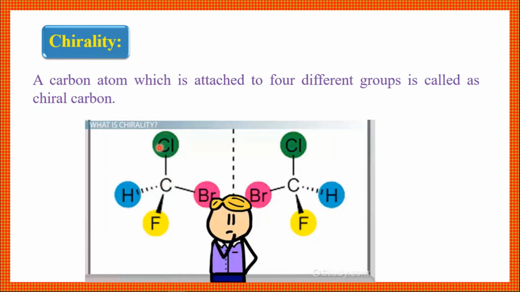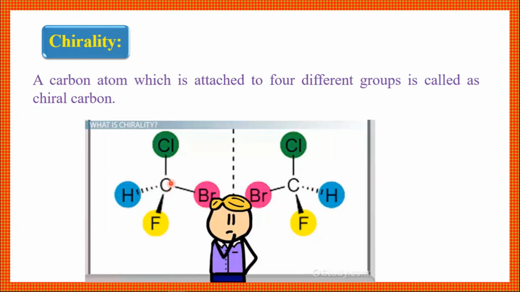So these are chlorine, bromine, fluorine, and hydrogen. These are all four different groups. So that's why this carbon is called a chiral carbon. So chiral carbon means what? The carbon atom which is attached to four different groups, that carbon is called a chiral carbon.